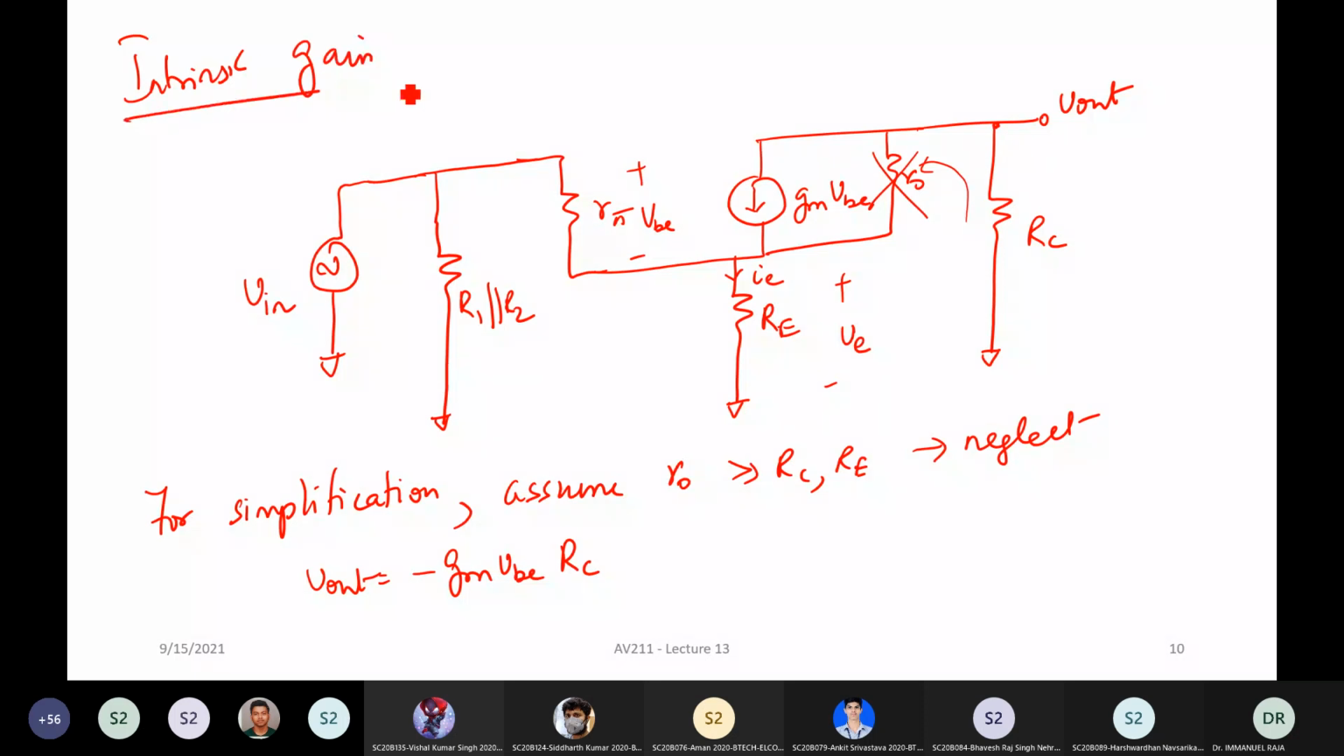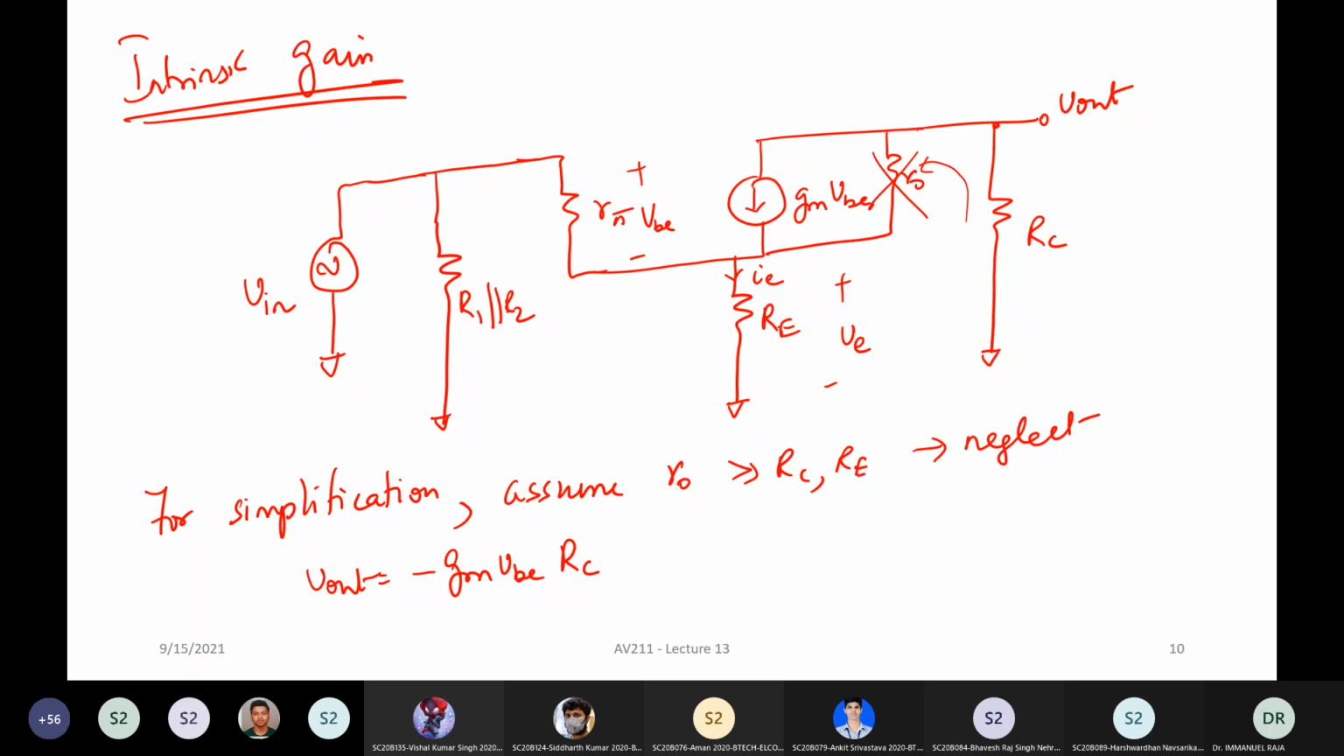All right, I'm only interested right now in the intrinsic gain, which is why I have not put RS. I have not put RL also. So while calculating the intrinsic gain, we want to know what is VE.